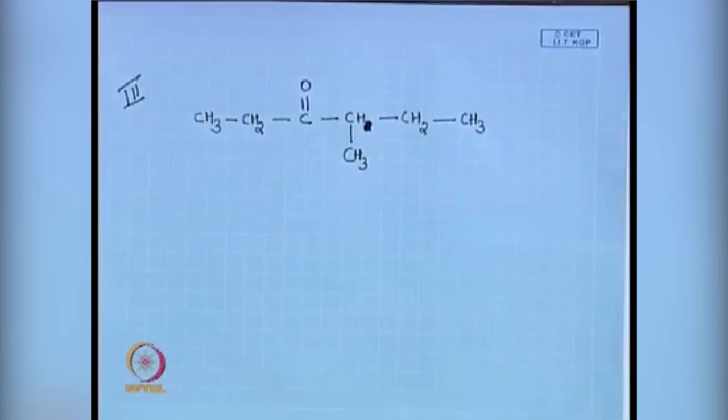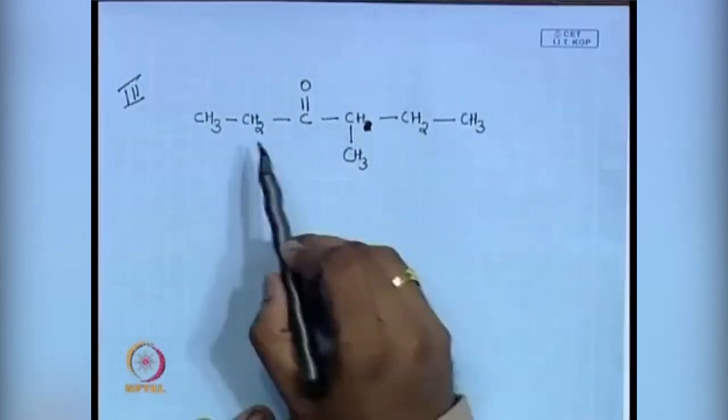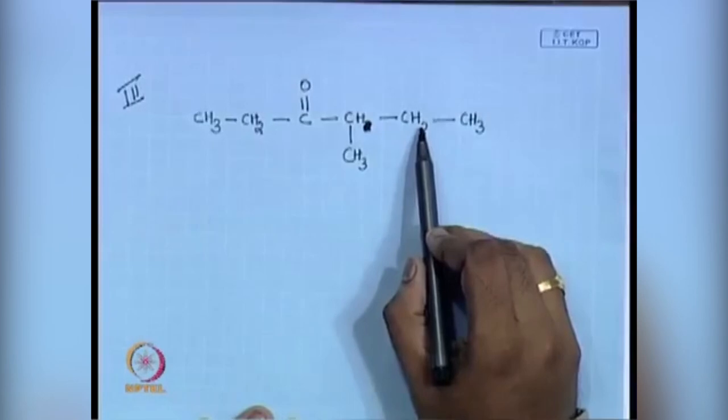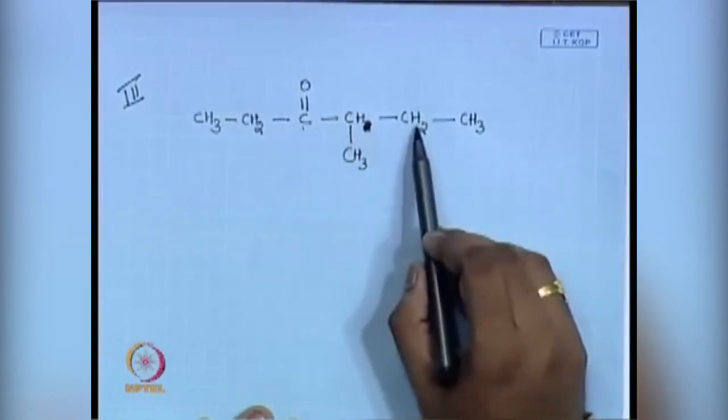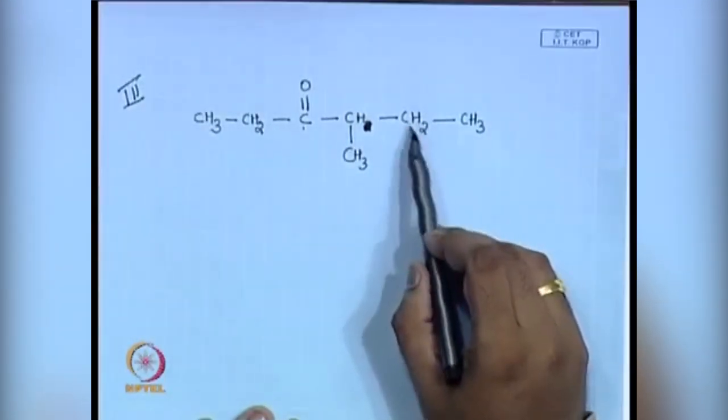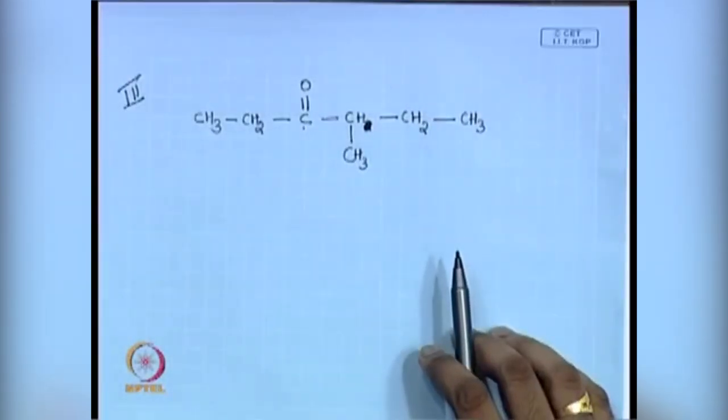So, I am taking a ketone. Okay, so I say that I have beta hydrogens here. On the carbonyl, you have an alpha and you have a beta, so your carbon has a hydrogen. So, I take a ketone of this type, okay, and see what happens here.